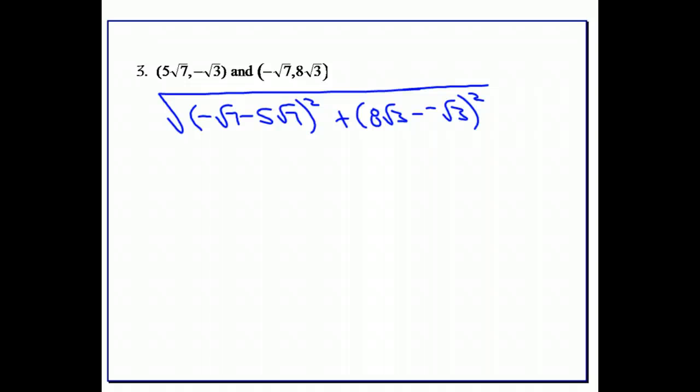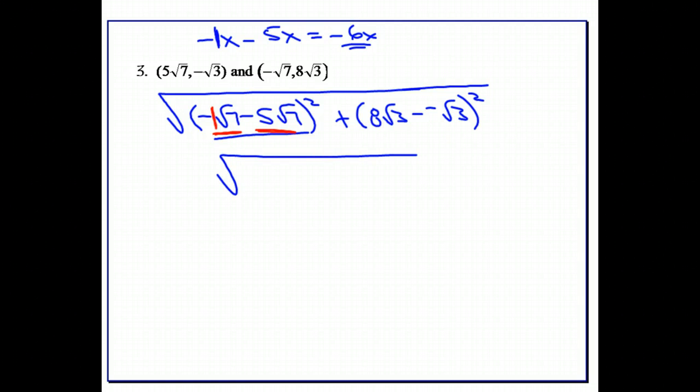And then I want to do this negative square root of 7 minus 5 square root of 7. Had I written negative x minus 5x, I don't think you guys would hesitate. I think you know exactly what that is. Negative x is like negative 1x minus 5x, and negative 1 minus 5 is negative 6x. Well, it's the same thing here with our square roots. Here's negative 1 square root of 7 minus 5 square root of 7. What is that going to give me? That's going to give me negative 6 square root of 7. That whole thing is going to be squared.